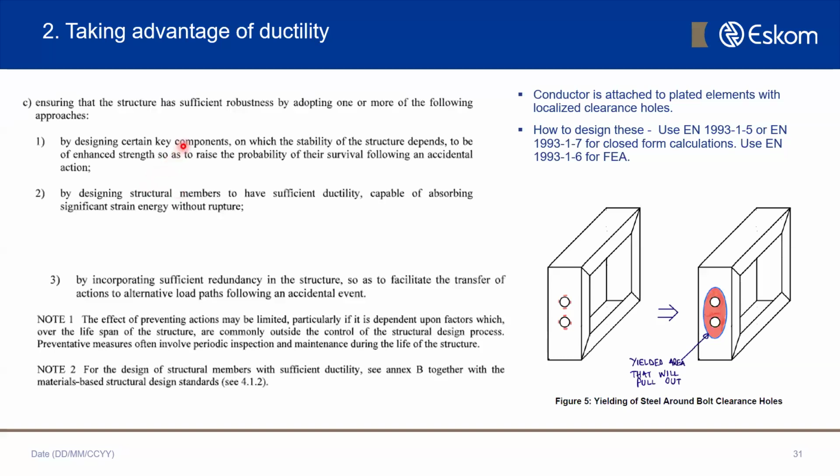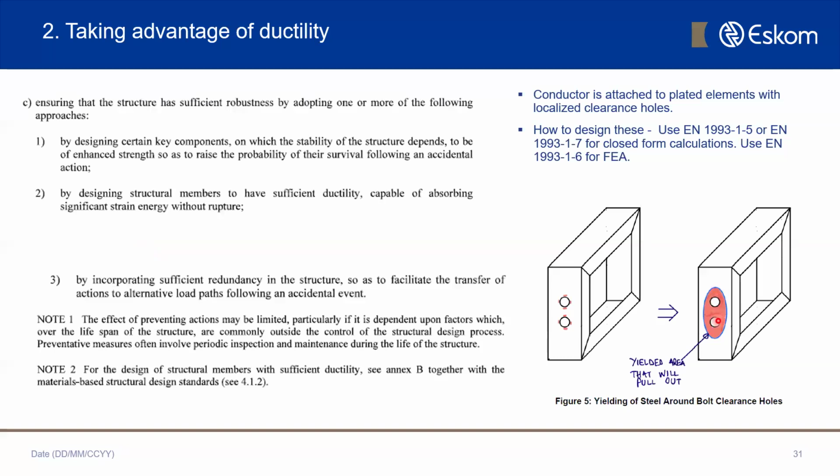The next option is taking advantage of ductility. This is provided in the CEng's code under accidental loading. I think it's part 1 of the loading code. They explicitly mention that you can design structural members to have sufficient ductility, capable of absorbing significant strain energy without rupture. So you can do this calculation. You can either do it using, again, Eurocodes part 5, 6, or 7. There are closed form calculations in part 5 and 7. Part 6, you'll do more FEA based. Part 5 does have a little bit of FEA guidance in the appendix as well.